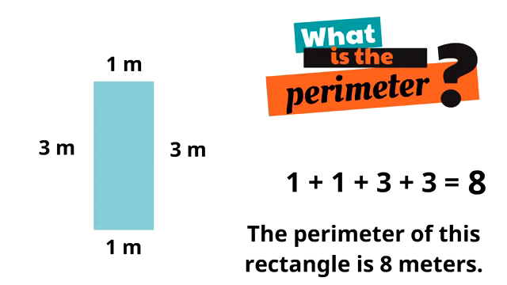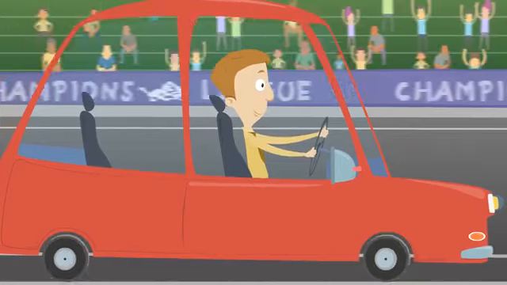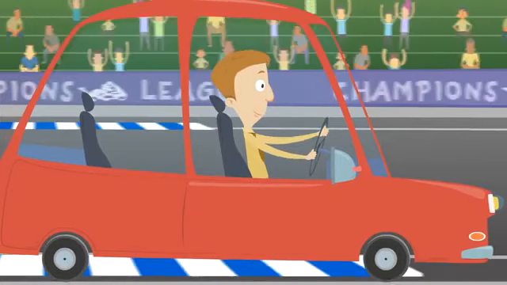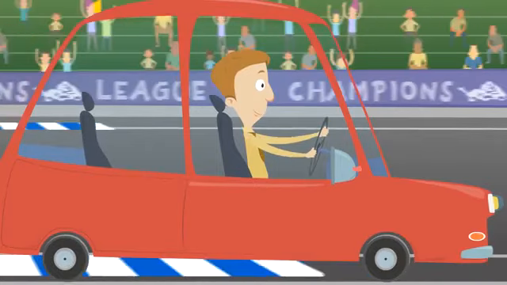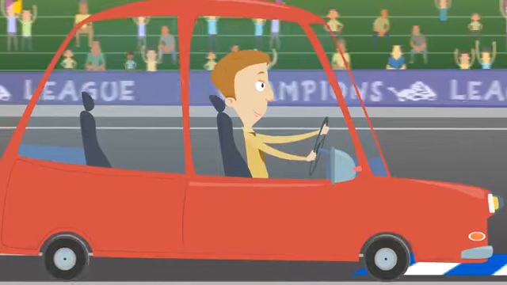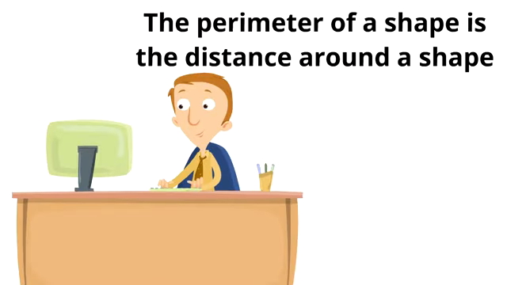That means the perimeter of this rectangle is 8 meters. Wow, we told you it was going to be fun! Oh, it's such a blast finding the perimeter! The perimeter is so much fun to find, it's like a game! Remember, you can find the perimeter of a shape by adding all of the sides. And the perimeter of a shape is the distance around a shape.